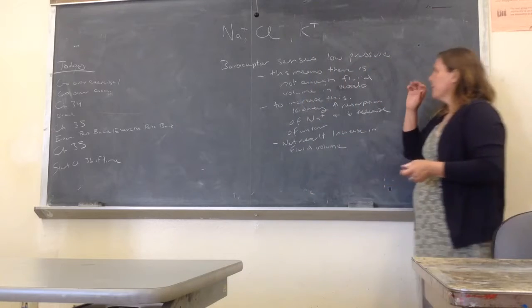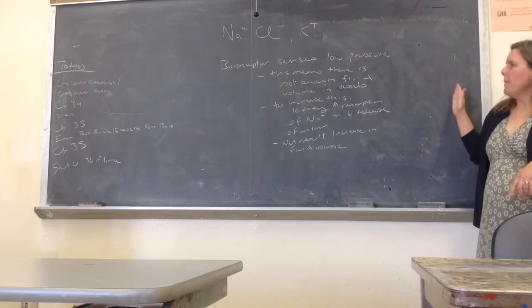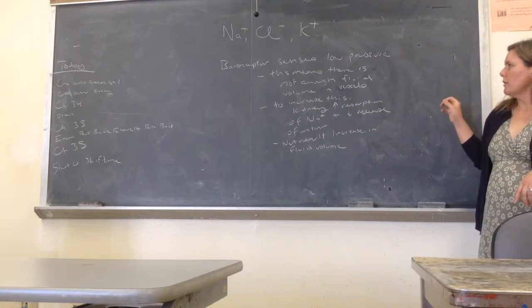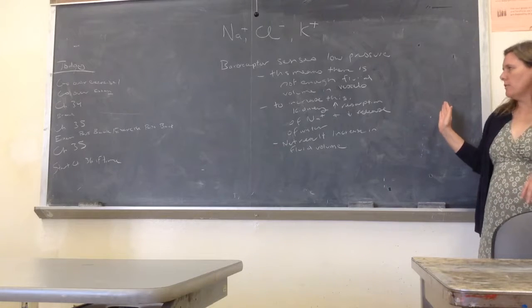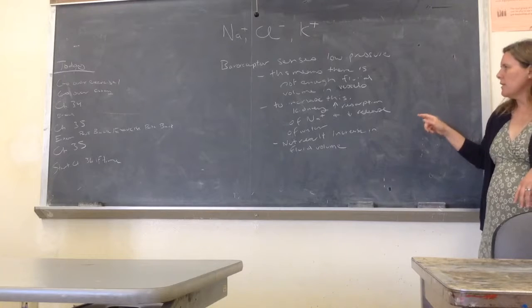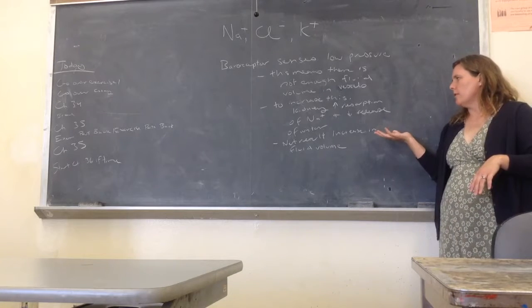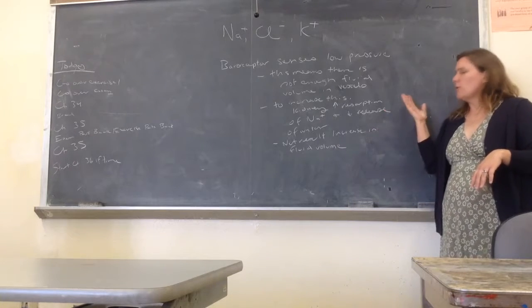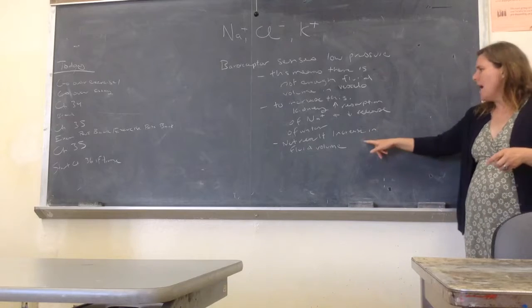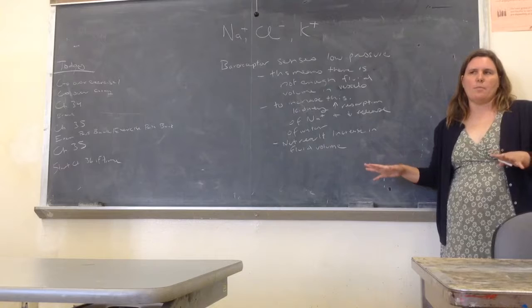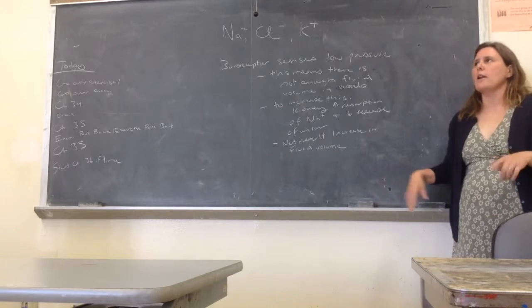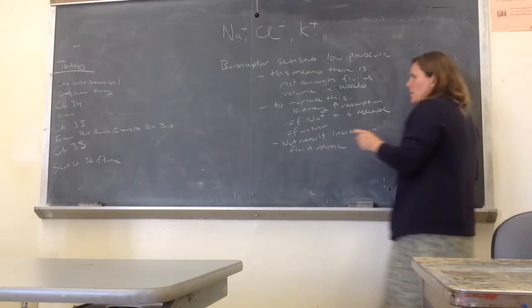Alright, so let's do the first one first. When a baroreceptor senses low pressure, this means that there's not enough fluid volume in the vessels. To increase this, the kidney increases resorption of sodium and lowers the release of water. The net result is an increase in fluid volume. Does that part make sense? Alright, so how does it do this?